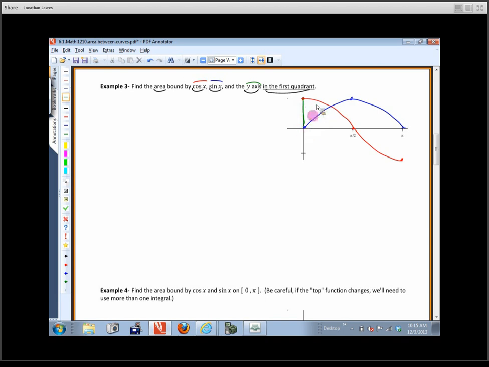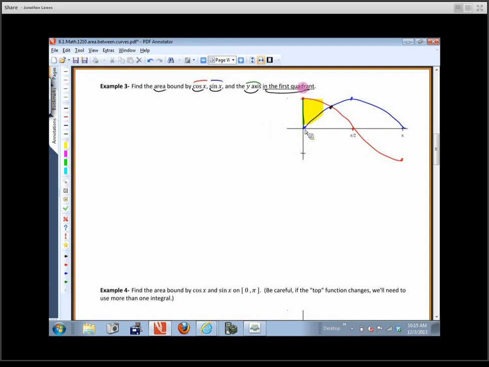So this little region right here is what I'm after. I want to find the area of that region. This area right here. So let me shade it in. That area right there. But the first quadrant. Over here? No, never mind.